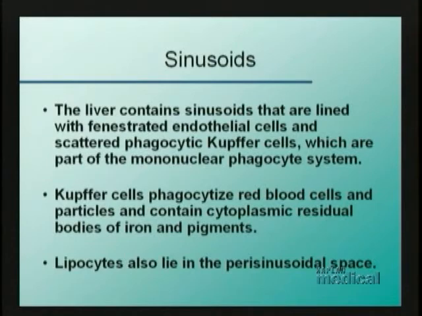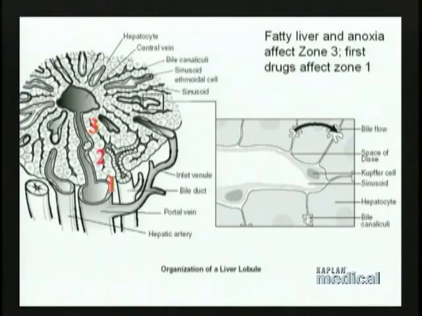A key cell type that is found in the space of Dease are the Ito cells, or the lipocytes. Their job basically is to store fats and vitamin A, but as we see in patients that develop cirrhosis of the liver, a late-stage manifestation of chronic alcohol abuse, it will cause those lipocytes to begin to secrete collagen, and that collagen ultimately will block up the space of Dease and the liver sinusoids and alter portal venous blood flow through those sinusoids.